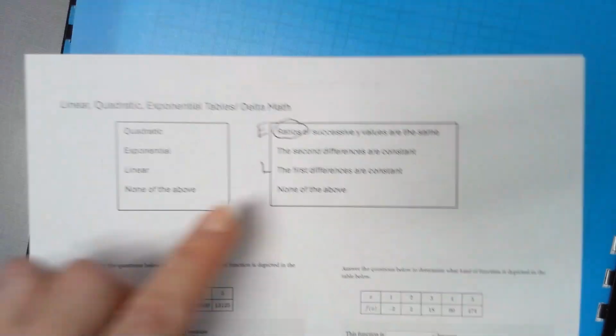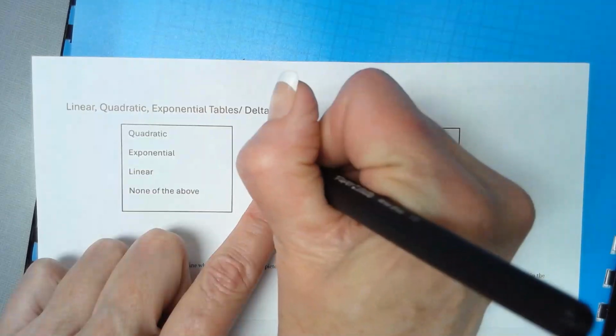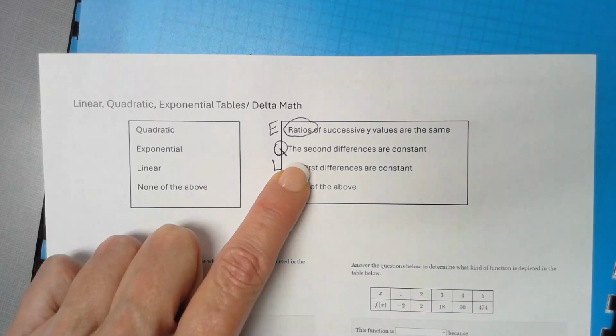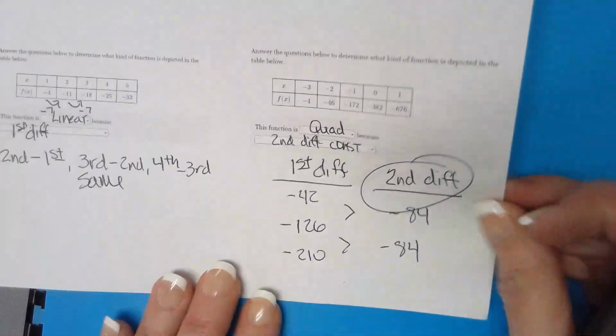If you're needing a cheat sheet for second difference, that's always your quadratic. If you need your cheat sheet, second difference is always quadratic.